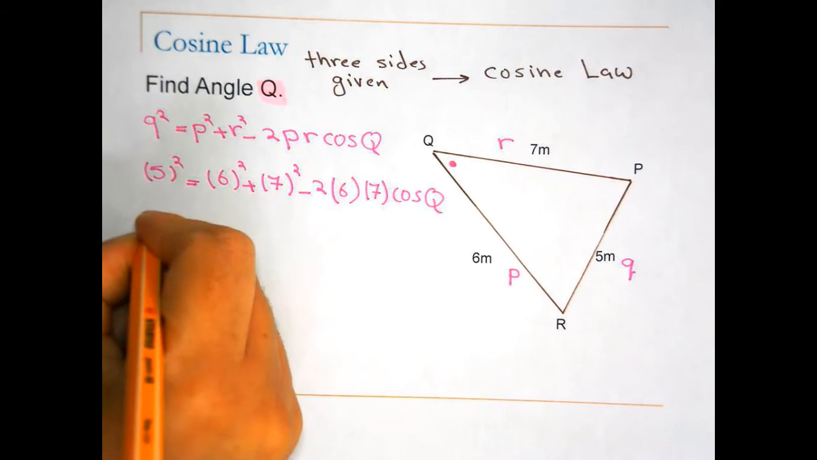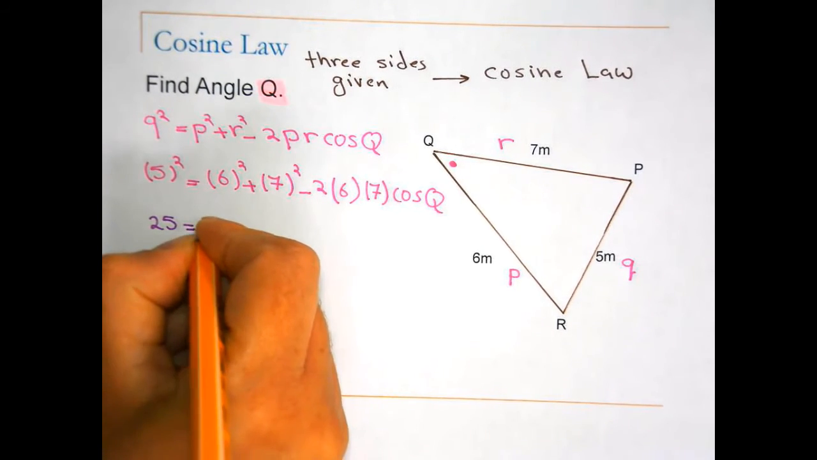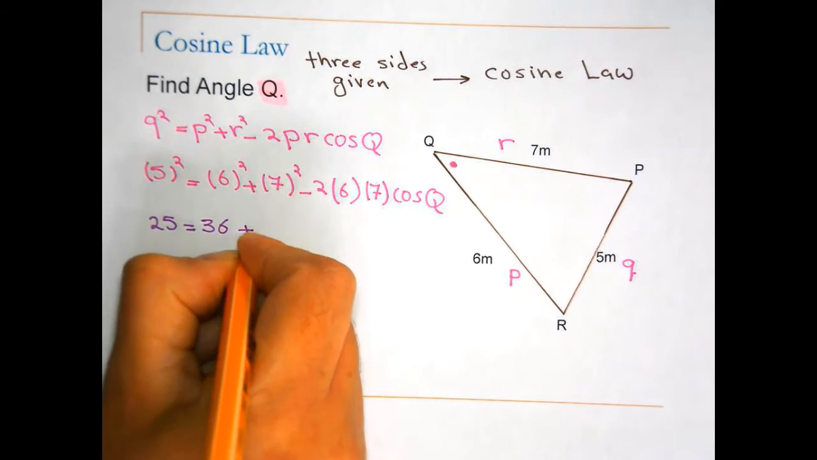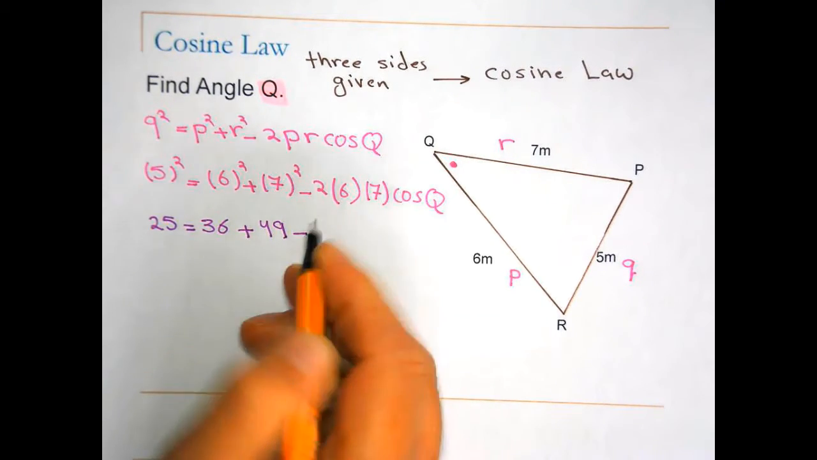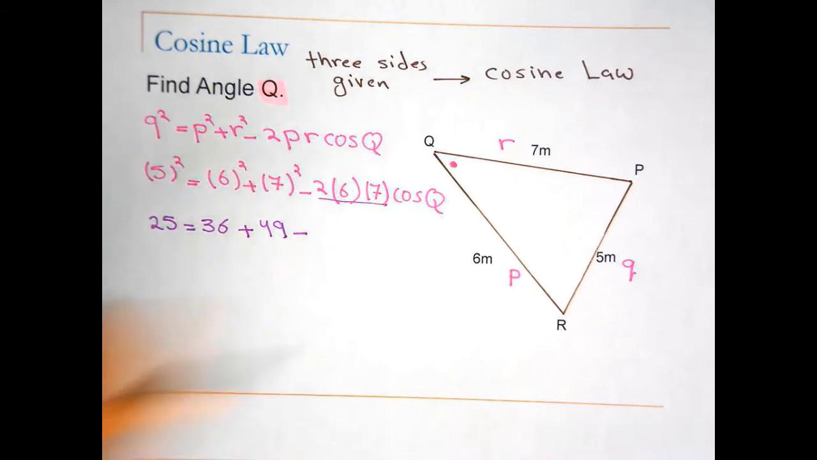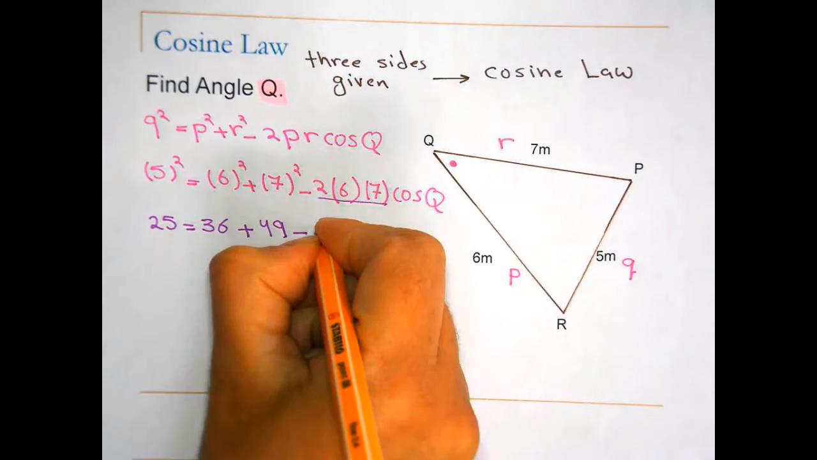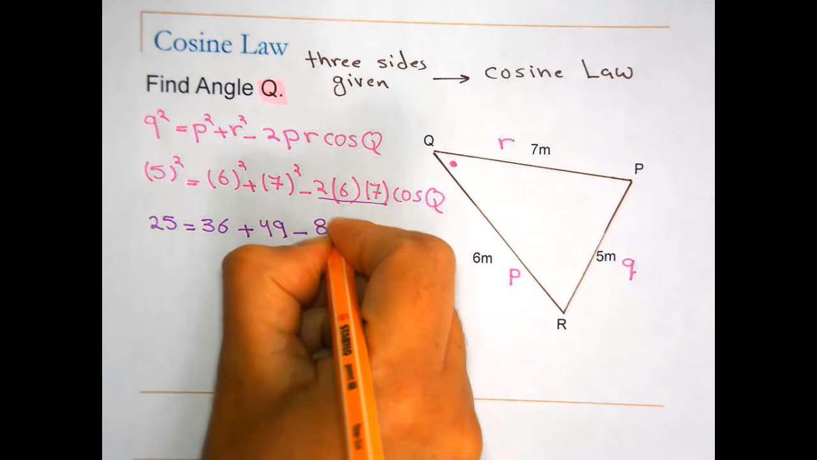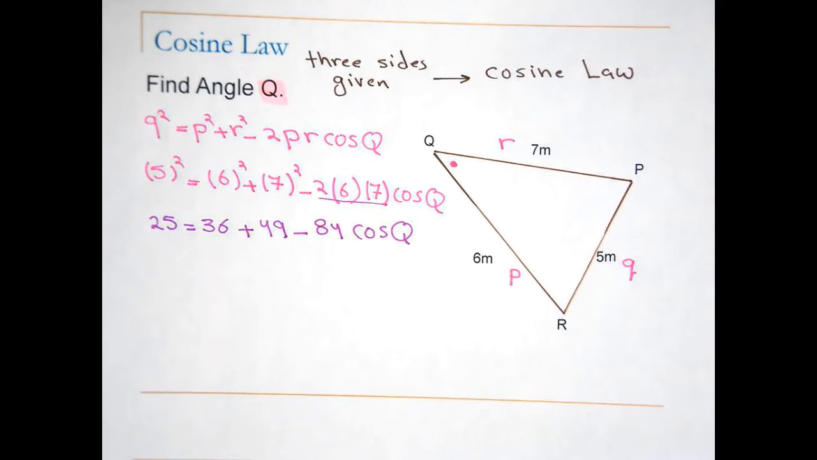5 squared is 25 equals 6 squared is 36, 7 squared is 49 minus, we have to do the multiplication, so we are going to do 2 times 6 times 7, 84, minus 84 cosine Q.